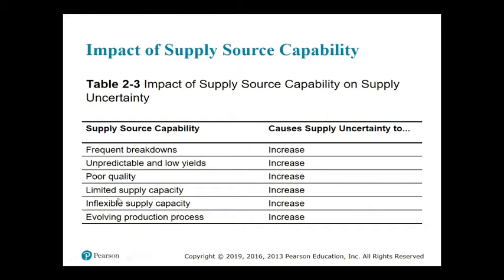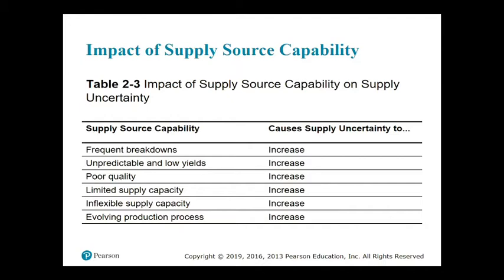And then if we have a small amount of supply capacity, or the capacity is inflexible, meaning that it's not capable of dealing with a variety of requests, or the production process is still evolving, then that means the supply side uncertainty is high.